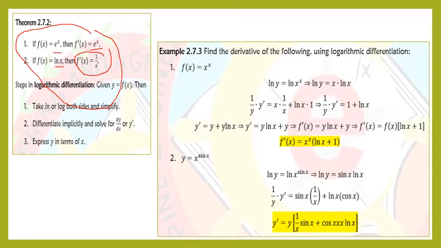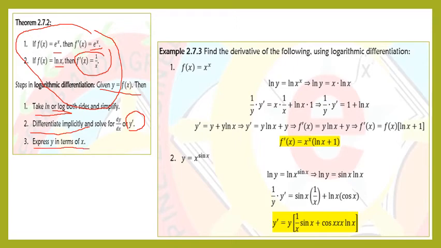So, we have steps in logarithmic differentiation. Given y equals f of x, step 1, take ln or log both sides and simplify. Parehas lang si log or ln ha. Both sides and simplify. And then, after that, differentiate implicitly. Ma-apply natin dito yung implicit differentiation. And then, solve for dy over dx or y prime. Kasi diba doon sa implicit differentiation na na-discuss natin, y prime yung ginamit ko doon na variable. And then, express y in terms of x.